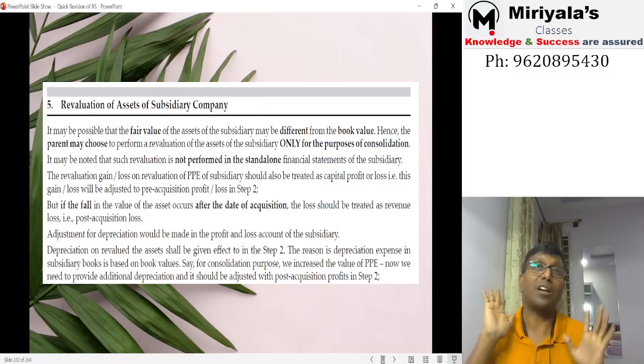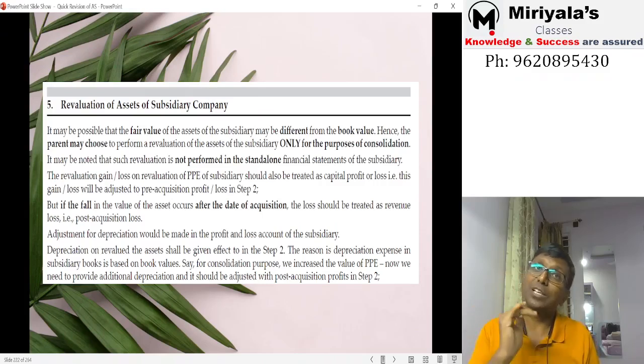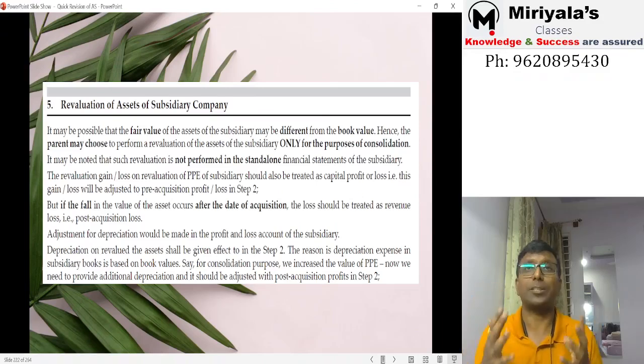Actually, the entry is not recorded by the subsidiary company. Since the asset has gone up, are you going to get the additional depreciation? Yes. Additional depreciation will be charged only post acquisition. Correct. So additional depreciation is supposed to be charged and should be reduced from the post-acquisition profits.